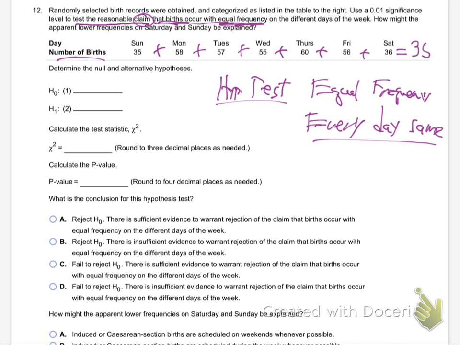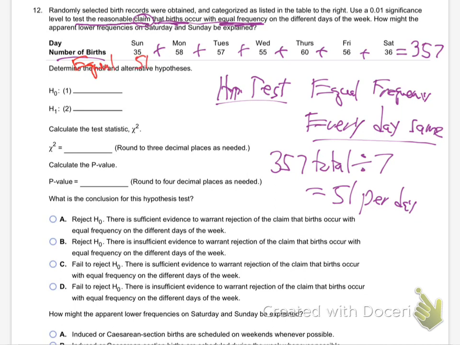I'm getting 357. And then, if you take that 357 total, divided by 7 different days, you get 51 per day. So equal frequency, so equal would be 51. If 51 babies were born every day of the week, that would be 357. That'd be equal frequency. But in reality, there were 35 on Sunday, 58 on Monday, 57 on Tuesday, etc., etc.